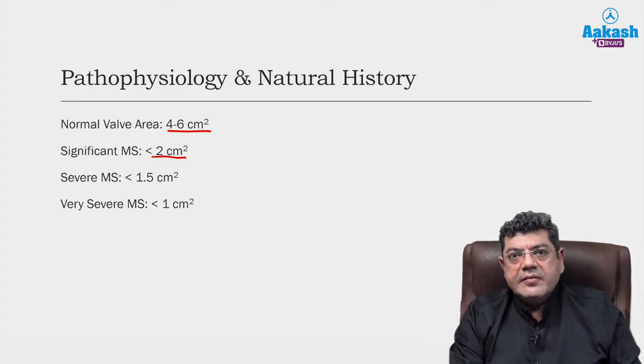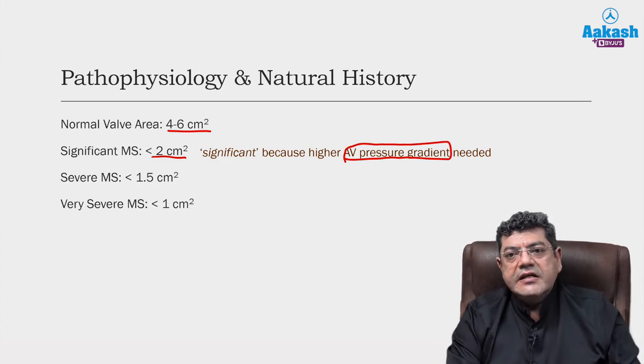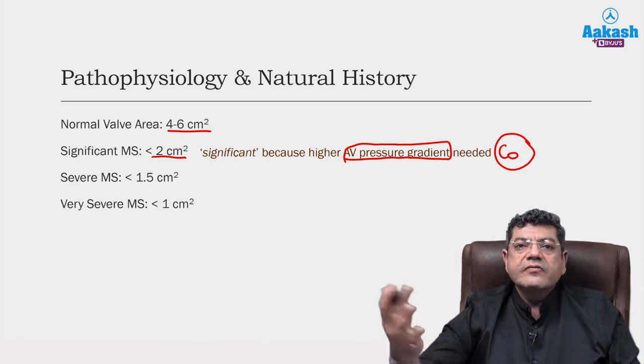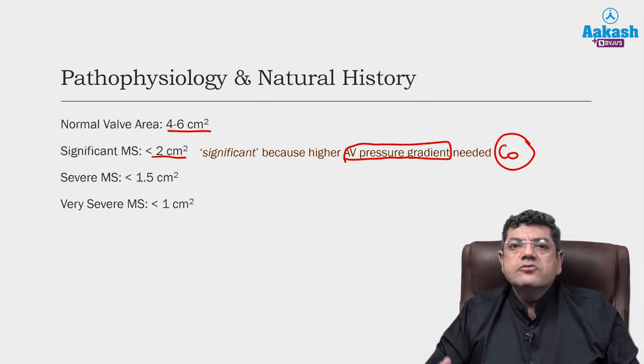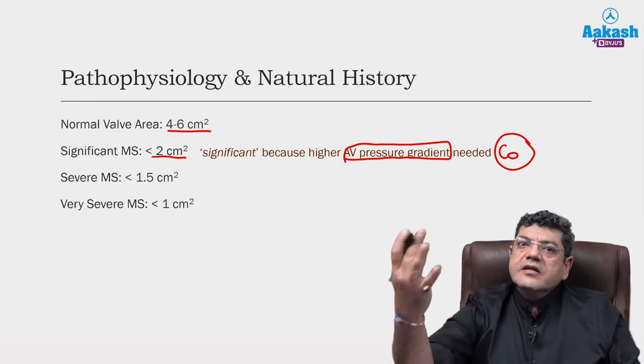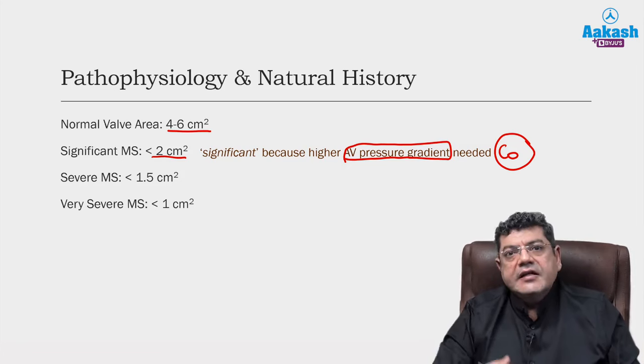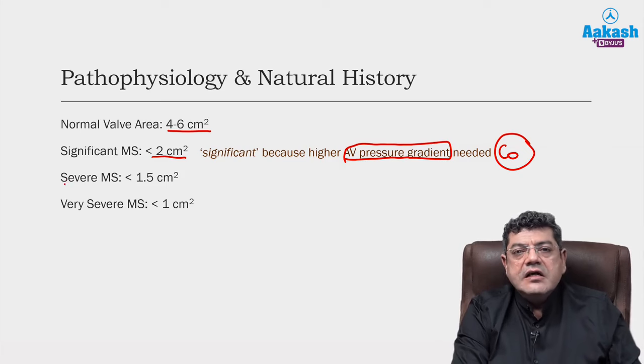So in significant MS, what happens is that a higher left atrial pressure, a higher atrioventricular pressure gradient, is needed, but this gradient is still able to maintain cardiac output and meet the demand for an increase in cardiac output. When you stand up and walk, or you need to run or walk faster, anything that increases the patient's cardiac output, that can still be met when the valve hasn't gone to a severe stenosis, right?